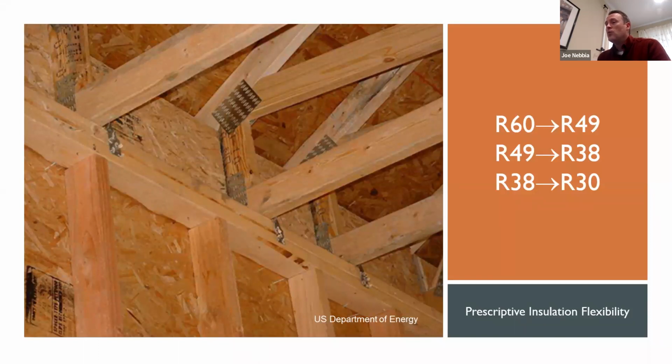And again, the code works R60 to R49, R49 to R38, and R38 to R30 for that trade-off or that flexibility. So with that raised heel truss, you get a better overall performance in the attic because you don't have compression. If you're using a standard truss, the code is assuming by the U value it gives you that you're getting significant compression at the eaves. So the R60 is going to be pretty compressed at the eaves if you're not using it. And that's going to cause some performance issues there at the eave where you can't get full height insulation, which is why the code incentivizes that raised heel truss by allowing a lower amount of insulation.